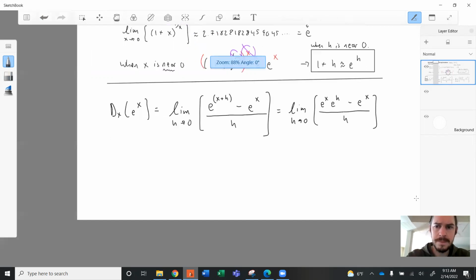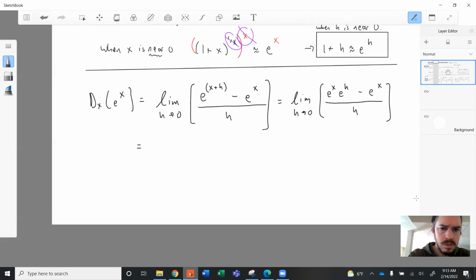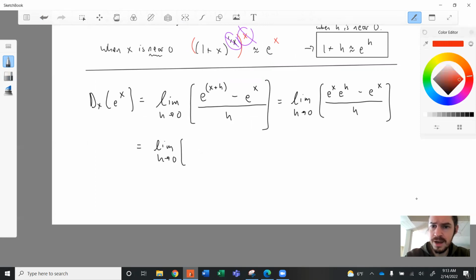Great. So then what we can do is factor out e to the x, right? We'll see here we have an e to the x right here and right here. So we're going to factor it out. That whole e to the x is multiplied by e to the power h minus 1, all over h.